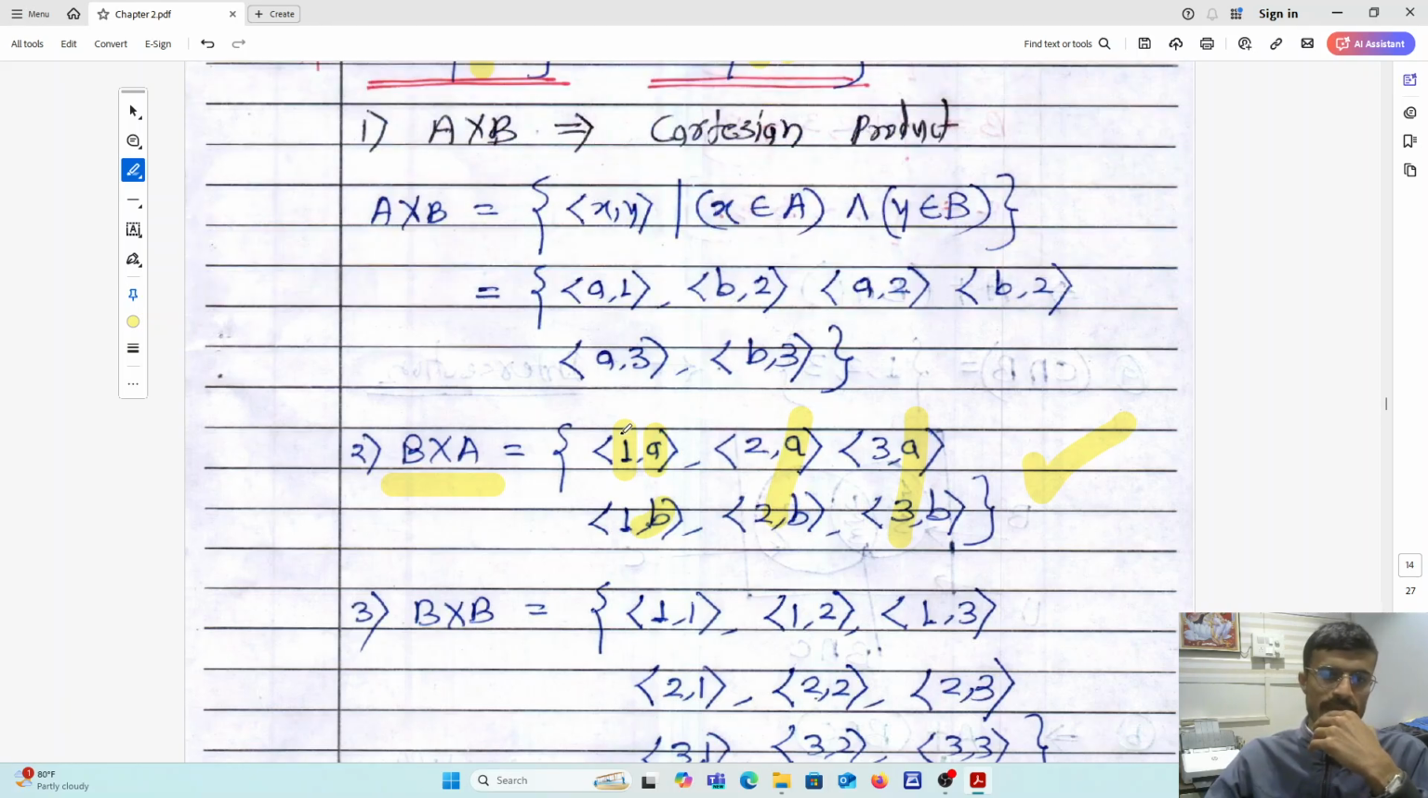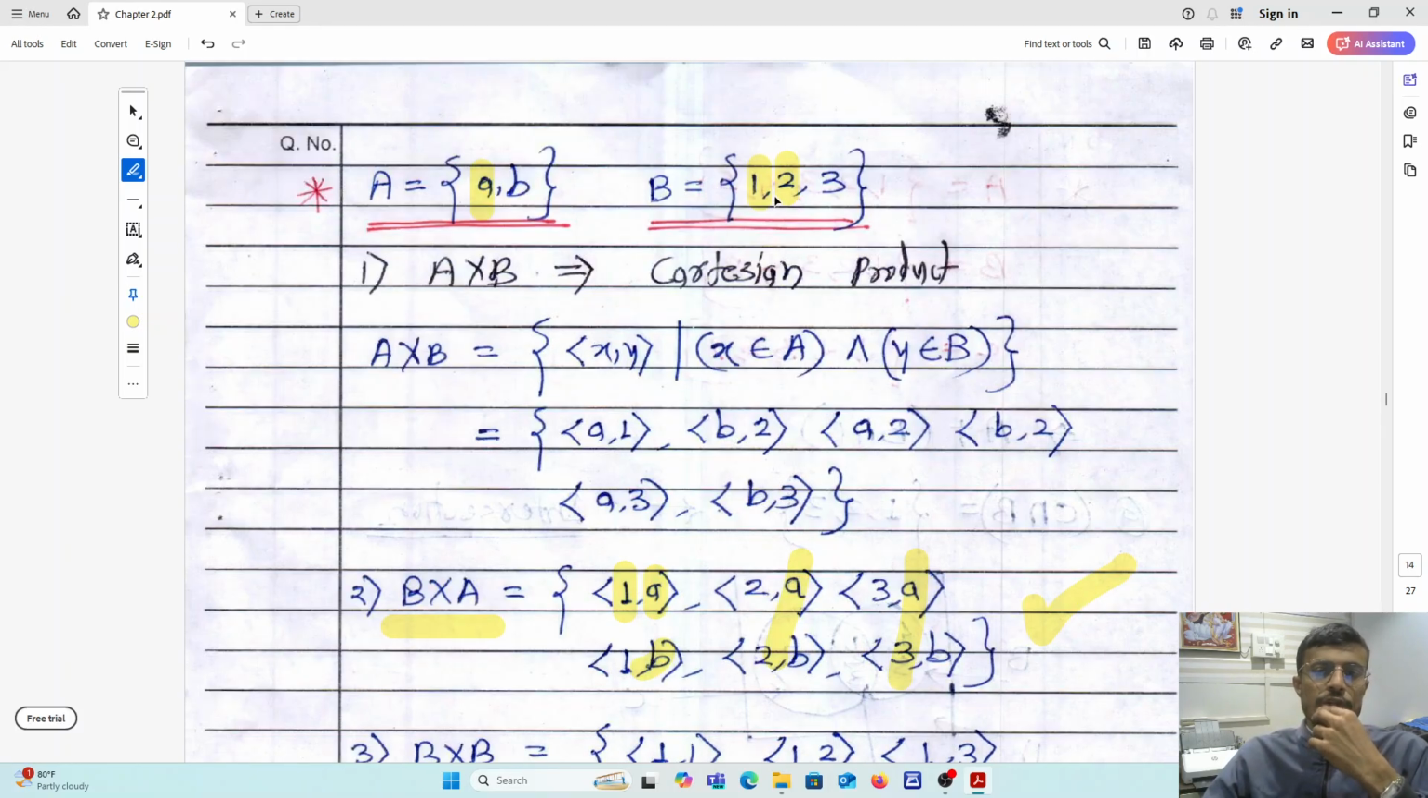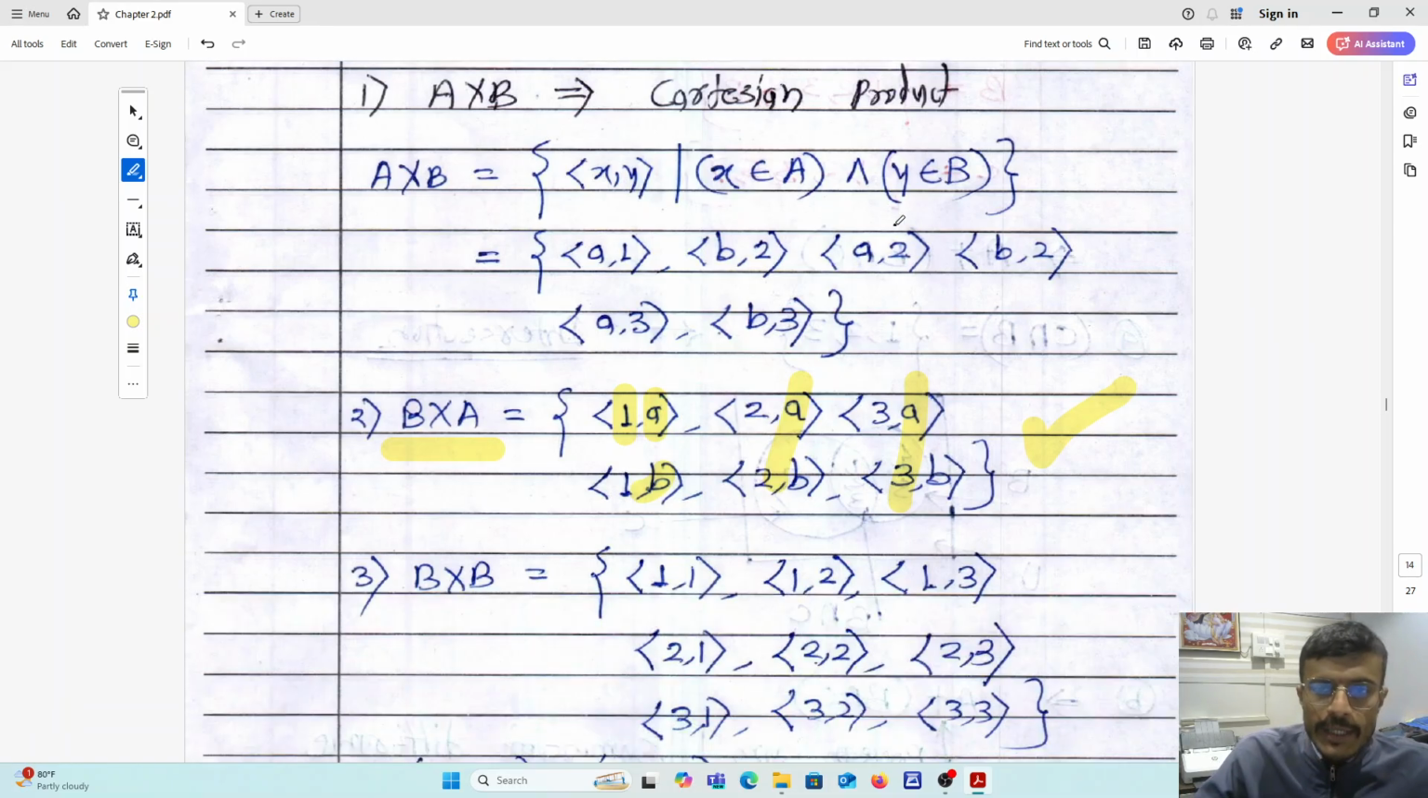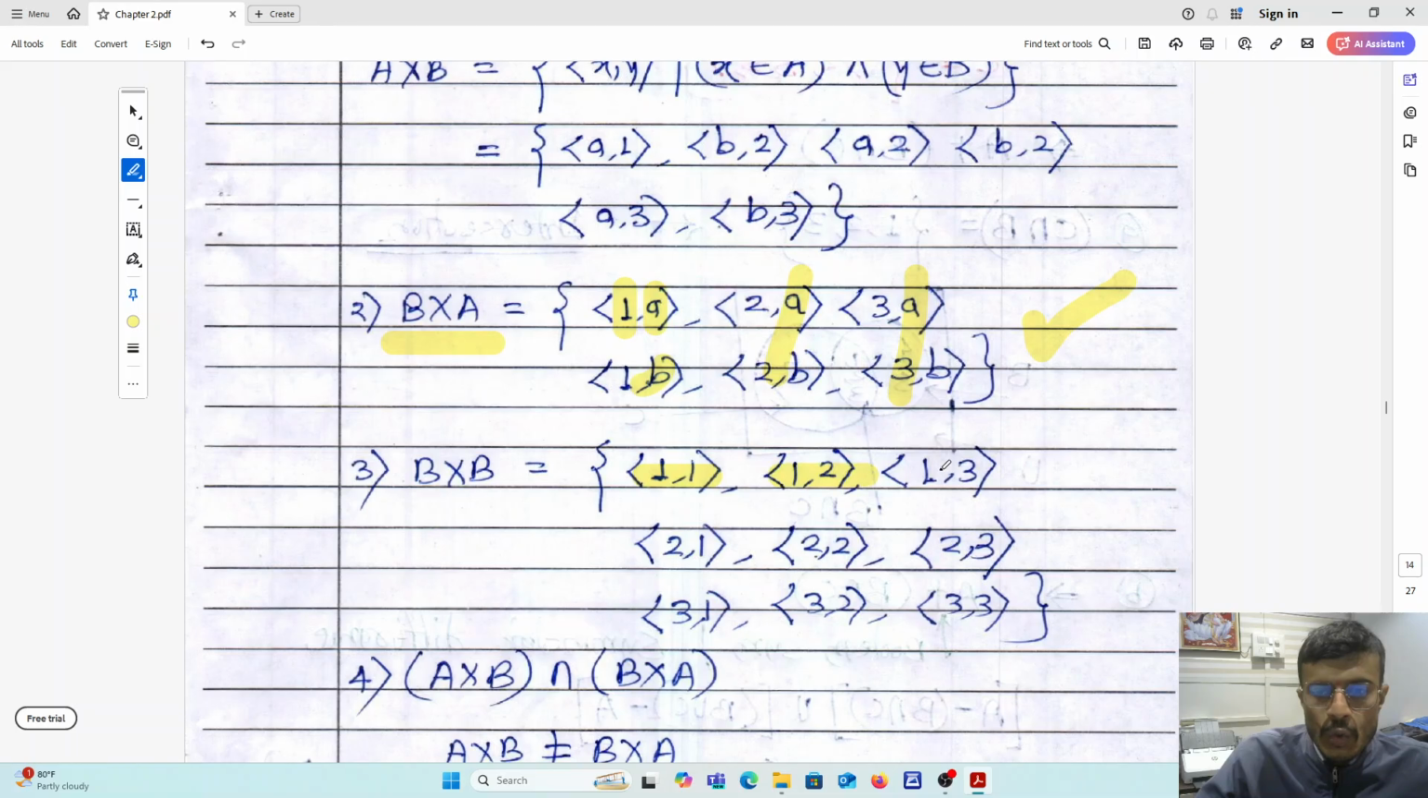Then next one, B cross B. Both the domain and range should be from 1, 2, 3. As it contains 3 elements, B cross B gives you 9 ordered pairs. You can see here (1,1), (1,2), (1,3), (2,1), (2,2), (2,3), (3,1), (3,2), (3,3). So a total of 9 ordered pairs are there.